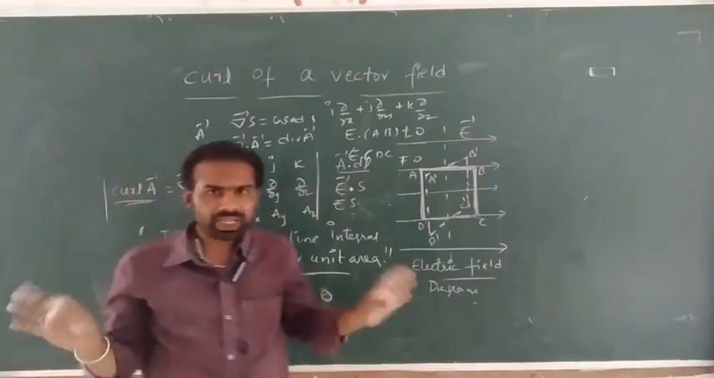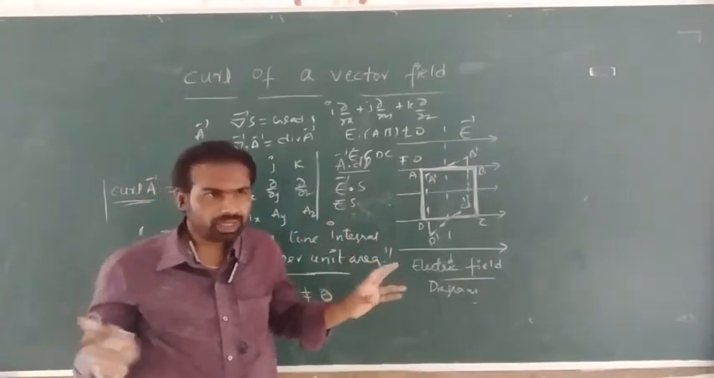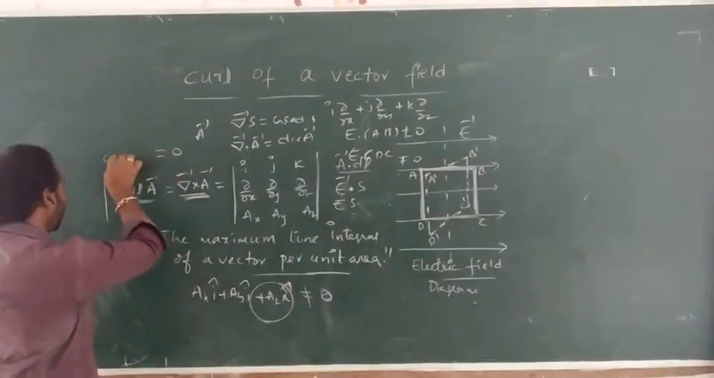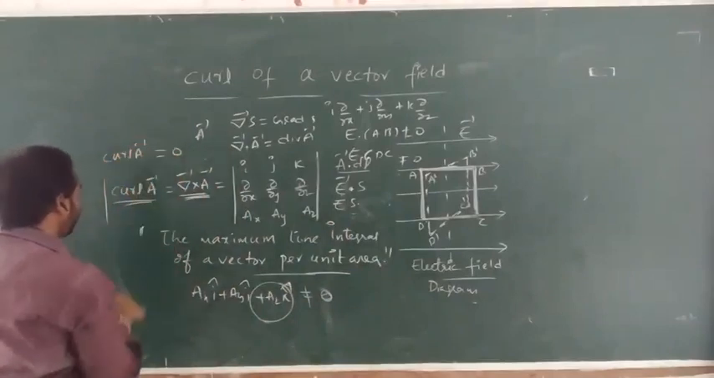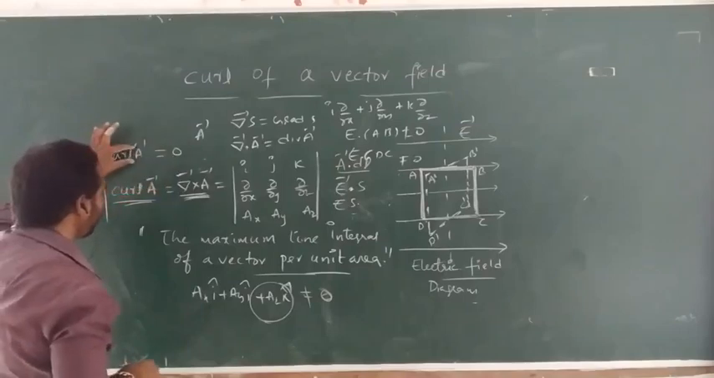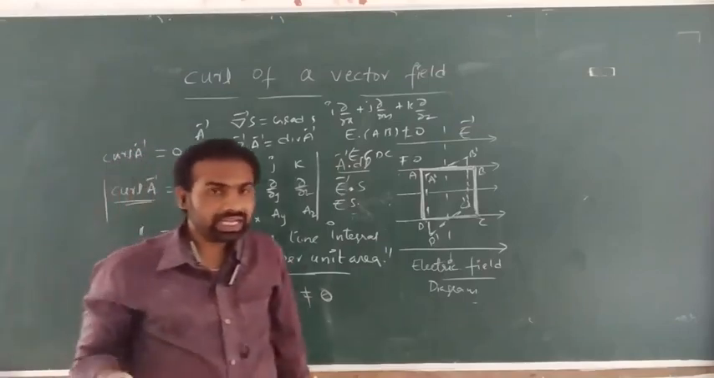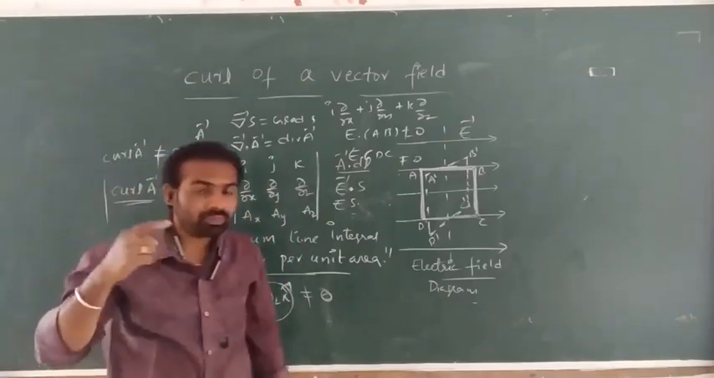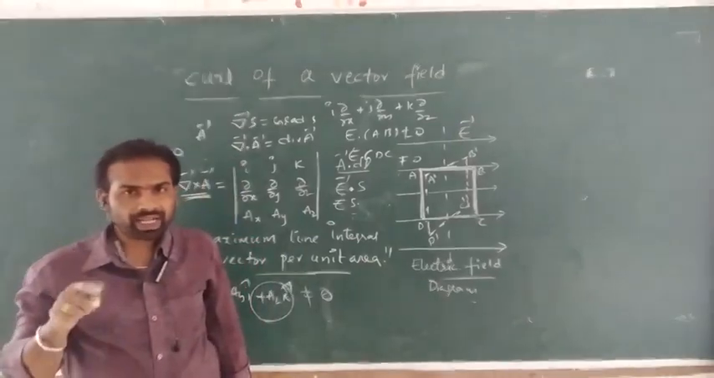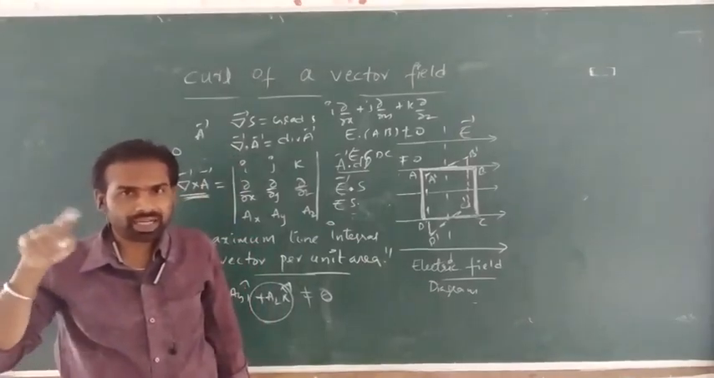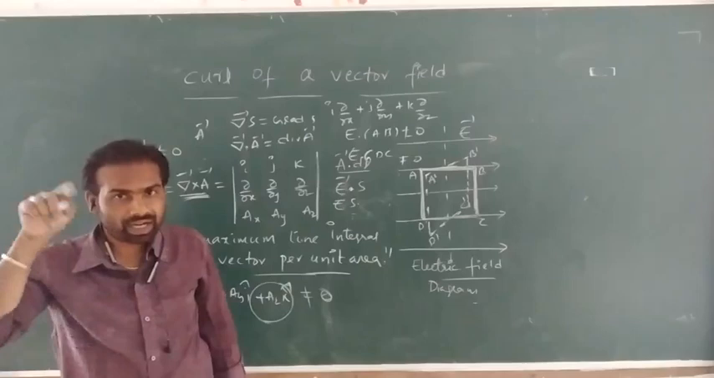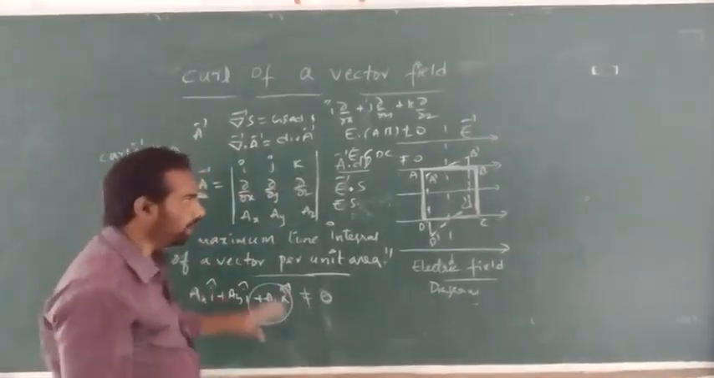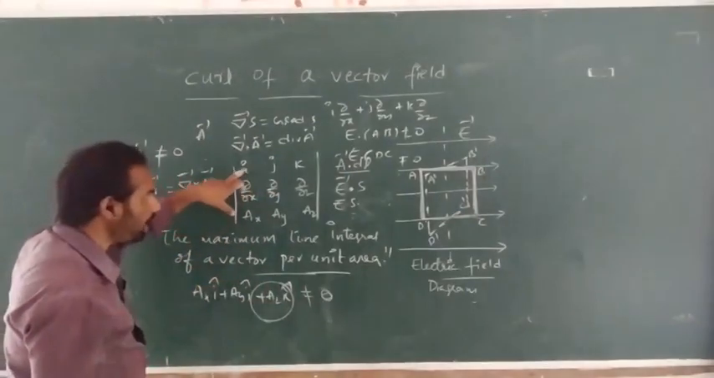Curl is nothing but rotation. Simple. If curl A is equal to 0, the vector is irrotational. It is not rotating. If curl A has a value, not equal to 0, the vector has some rotation. If curl A is equal to 0, then A bar is called an irrotational vector. If curl A is not equal to 0, A bar is called a rotational vector. The value is found by the mathematical expression with I J K.